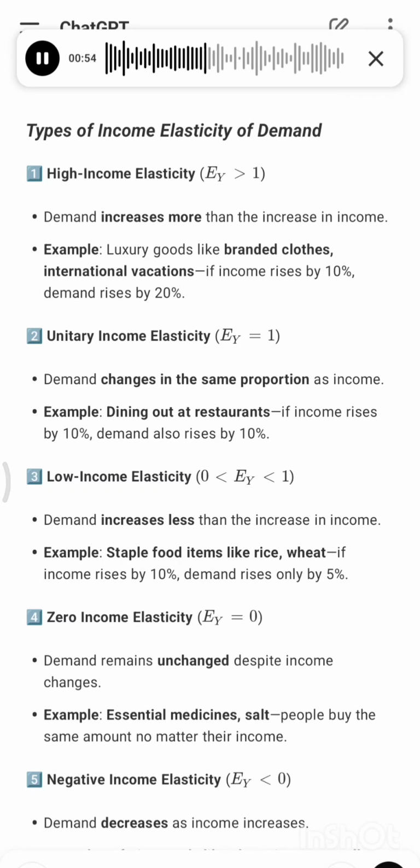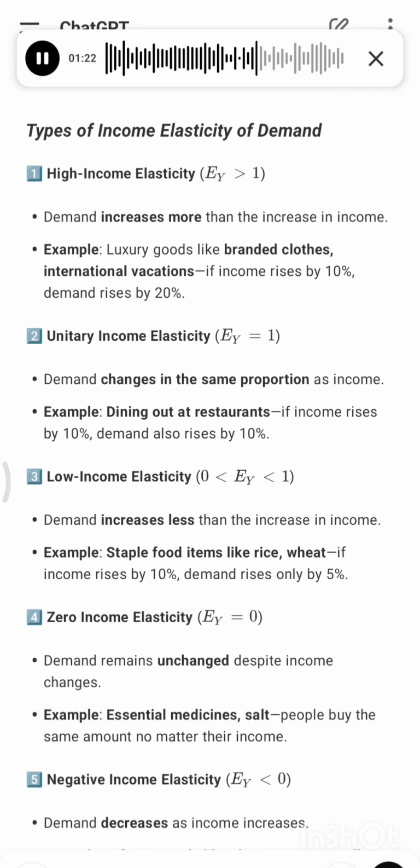2. Unitary income elasticity. Demand changes in the same proportion as income. Example: dining out at restaurants. If income rises by 10%, demand also rises by 10%. 3. Low income elasticity. Demand increases less than the increase in income. Example: staple food items like rice, wheat. If income rises by 10%, demand rises only by 5%.